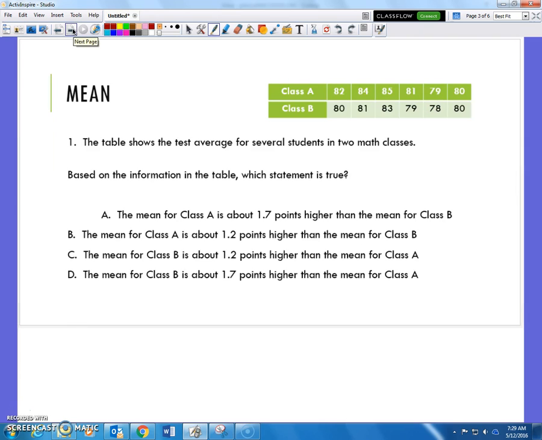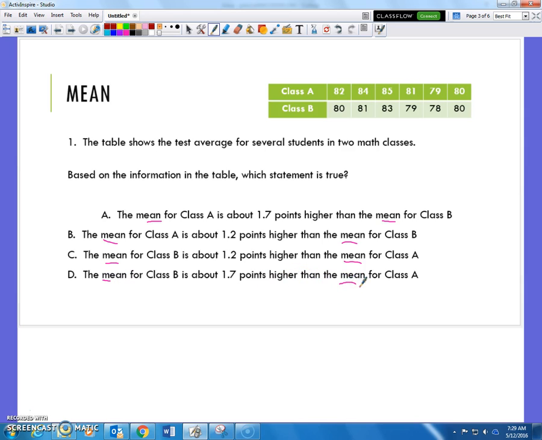Let's take a look here. It says the table shows the test average for several students in 2 math classes. Based on the information in the table, which statement is true? Let's see here. It says the mean for class A is 1.7 higher than the mean for class B. Okay, it looks like to me that we're only asked about the mean for every single one of these.